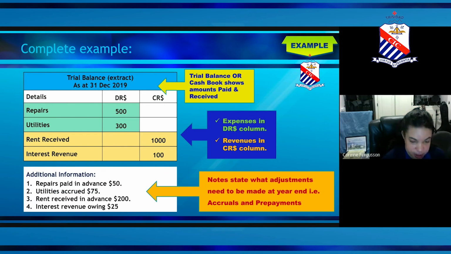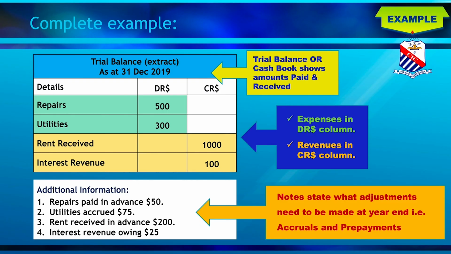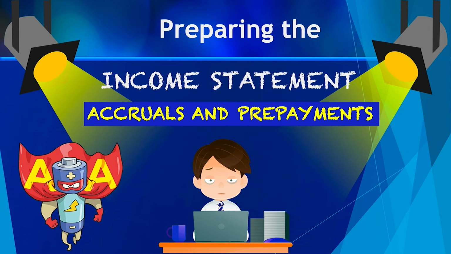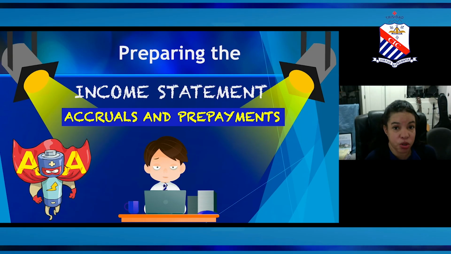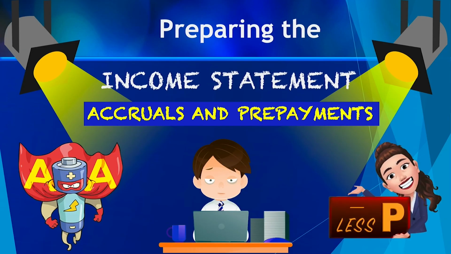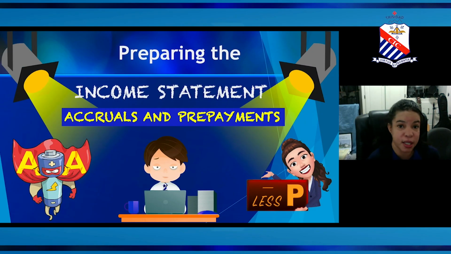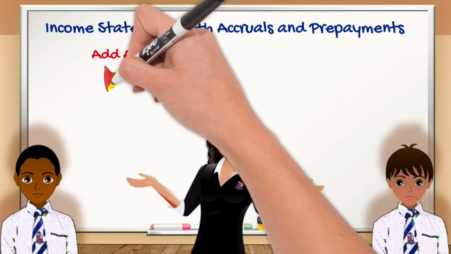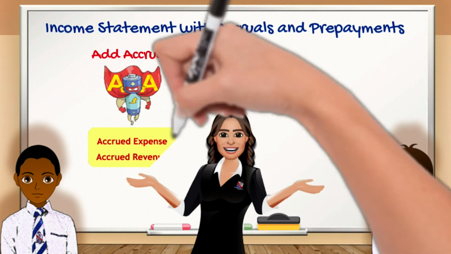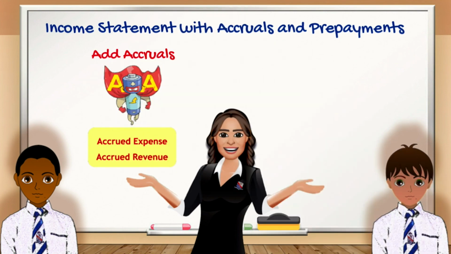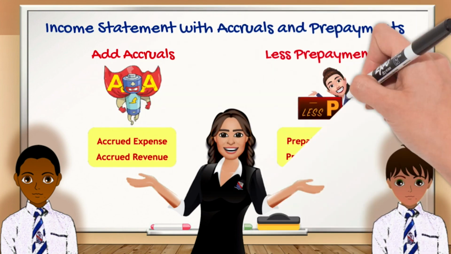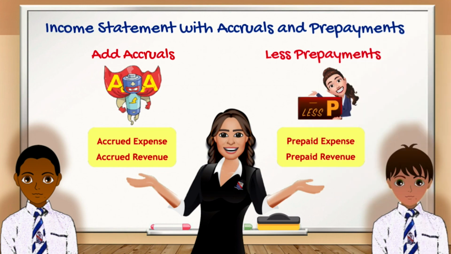That is basically the end of the class, and what you get out of it, add accruals, double E, right? So you're always going to be adding your accruals. Simple as that, and you will always less your prepayments, whether it's expense or revenue. So once you identify it as an accrual, add it to the amount paid or received. Once you identify it as a prepayment, less it. It doesn't matter whether it's revenue or expense. Easy as that.